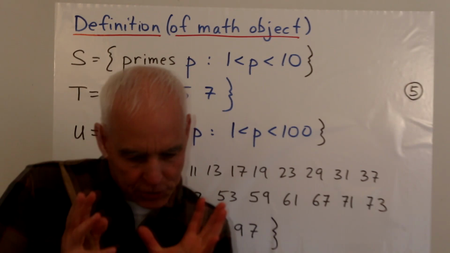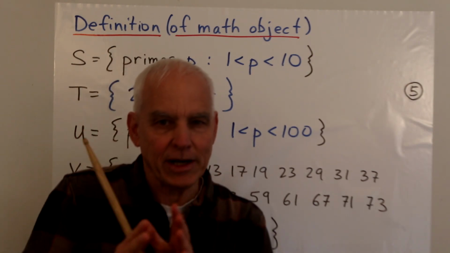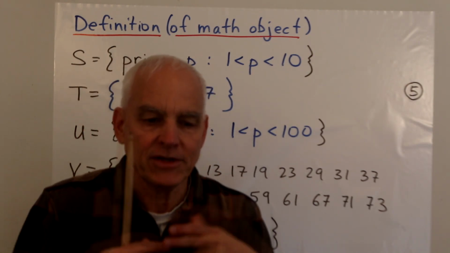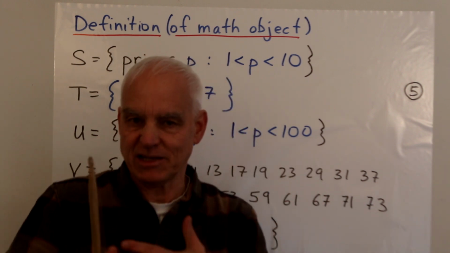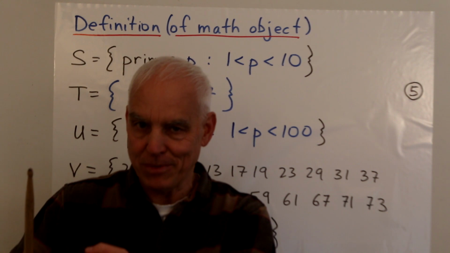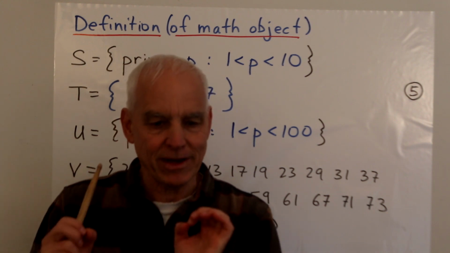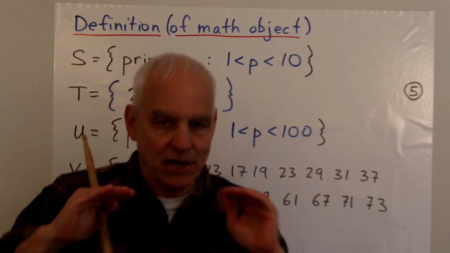Okay, so now we want to get to the sort of knotty issue that I was talking about in my last video, this distinction between descriptions of mathematical objects and specifications of those mathematical objects. It's a very subtle issue here, and it's not entirely easy to get your finger on it.